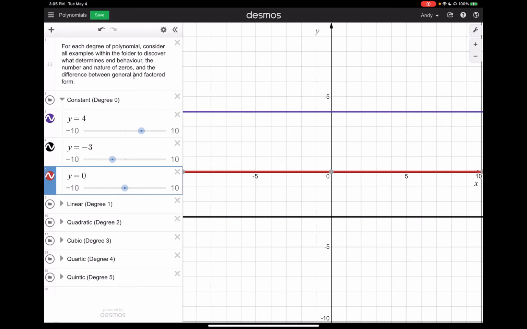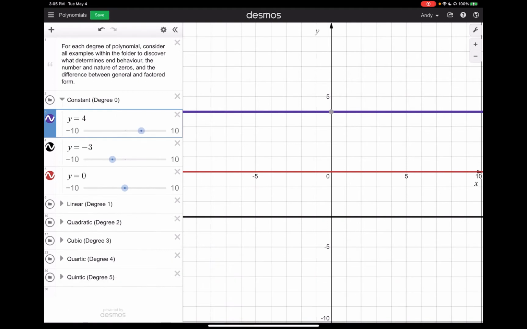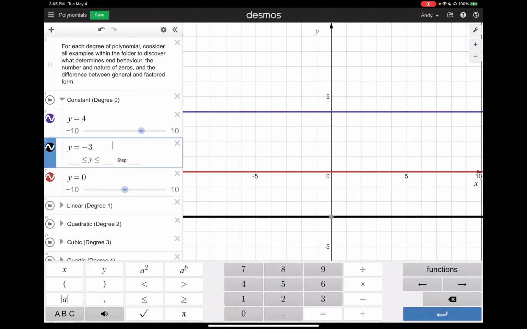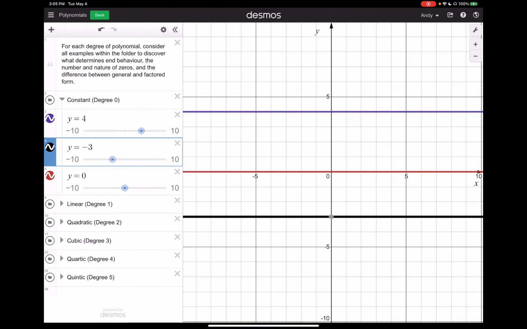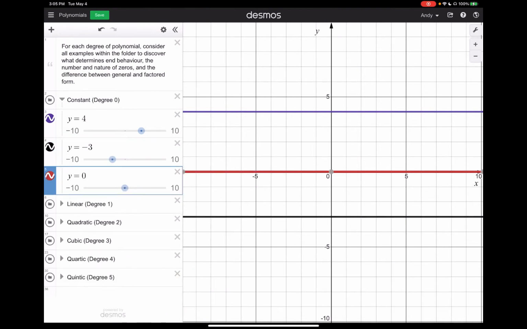The number and nature of zeros, well, what you'll notice about the purple graph is that there are no zeros. And the black graph, also, there are no zeros. So those two are horizontal lines. They never touch the x-axis. They never cross the x-axis. Now, the red graph is right on the x-axis. So it touches the x-axis everywhere. So it has infinitely many zeros. And of course, there's no general and factored form here because these are just simple constant functions, degree 0 polynomials.